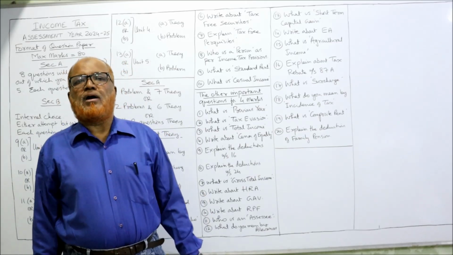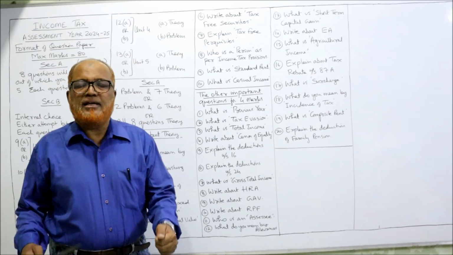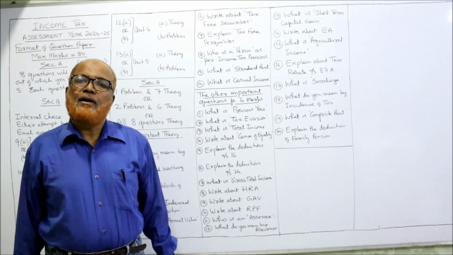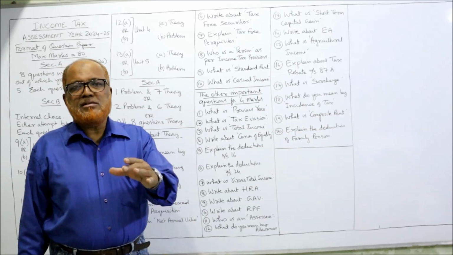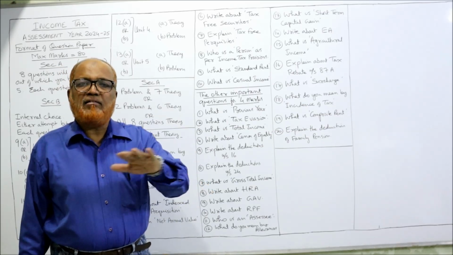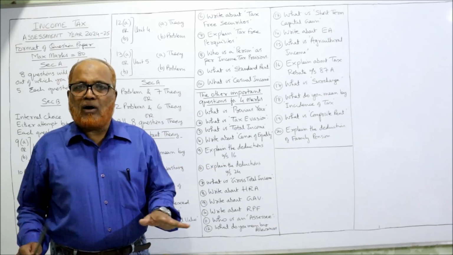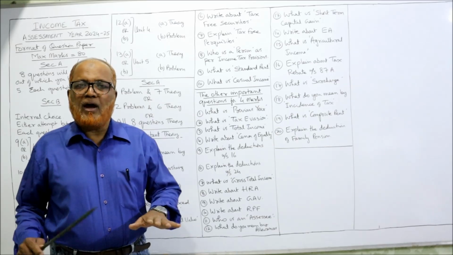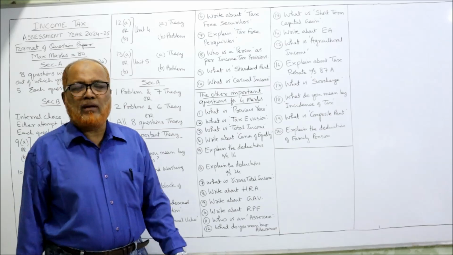Examples of casual income are winnings from lottery, crossword puzzles, horse races, betting, gambling, television games, etc. These are called casual incomes. For casual income, a flat rate of tax, 30%, is the rate of tax, without giving any basic exemption, and no tax rebate will be given for casual income.